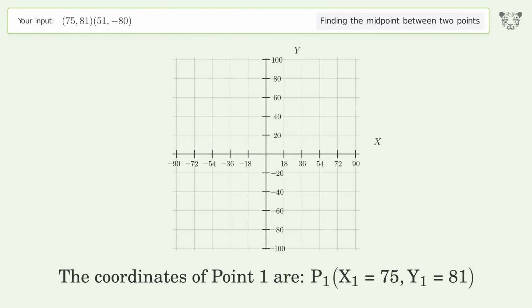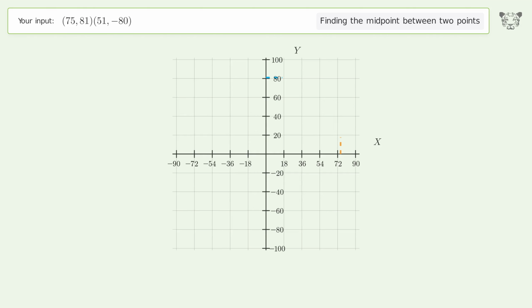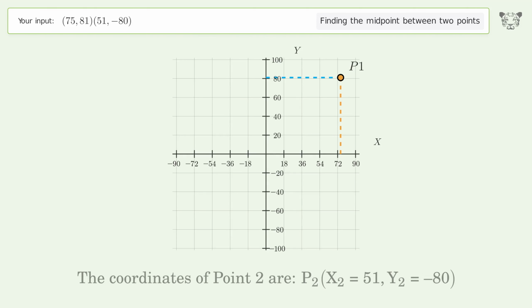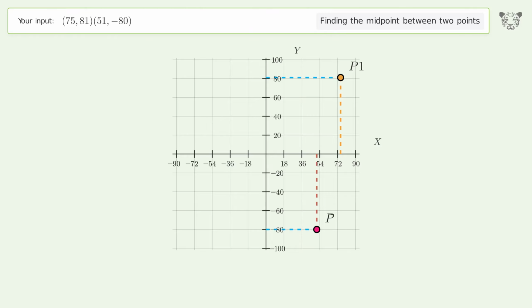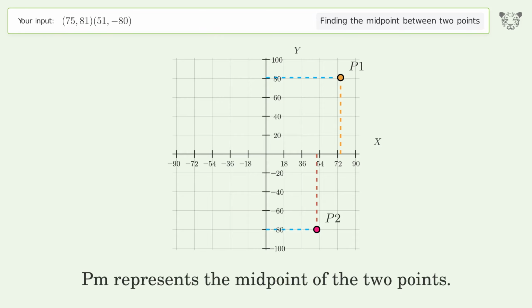The coordinates of point 1 are x1 equals 75, y1 equals 81. The coordinates of point 2 are x2 equals 51, y2 equals negative 80. PM represents the midpoint of the 2 points.